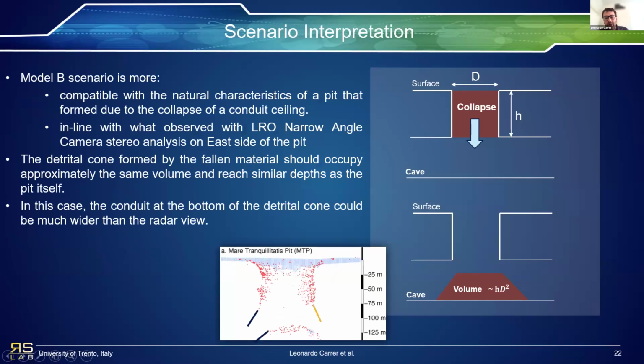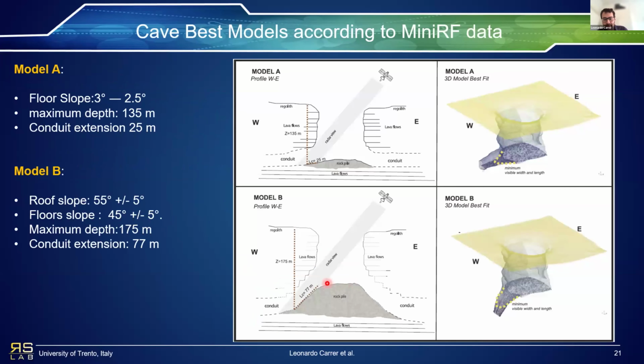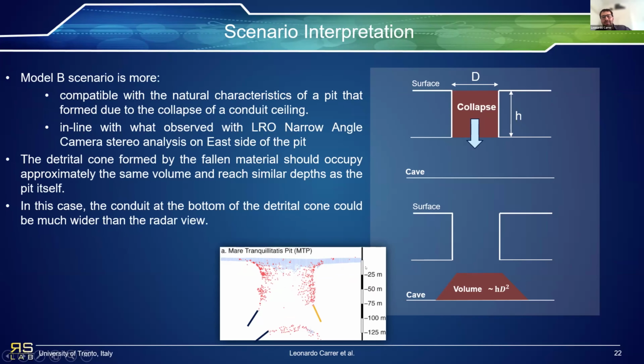Why is it more likely? Because if you have this collapse pit, then it means that you should have some collapse material, okay? And this collapse material should have gone somewhere. And so the volume occupied should be at least the one that it was before collapsing. So the detrital cone material is more compatible with the second case. And so in a way, Model B is more compatible with the natural characteristics of a pit that formed due to the collapse of a conduit ceiling.